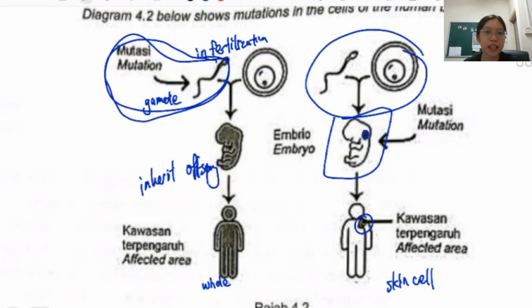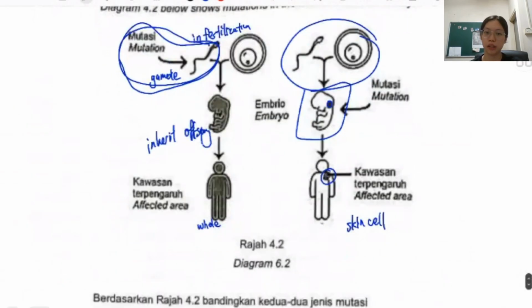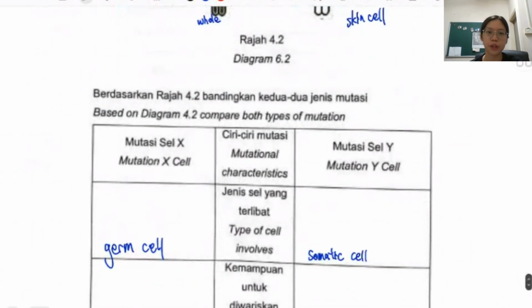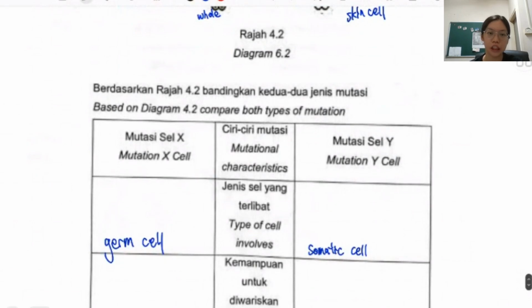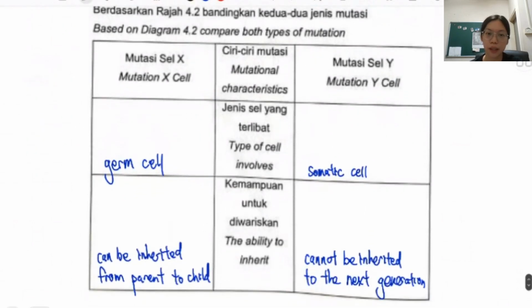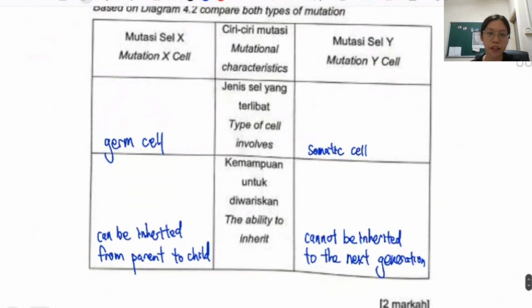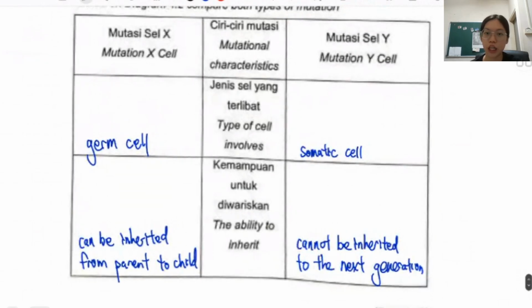But if the gamete you produce got mutation, the gamete is involved in the formation of the diploid, right? That's the reason why it can be inherited to your offspring. Your offspring will be affected, right? So that's the difference between them. The type of cell involved, one of it is germ cell, another one is somatic cell. Ability to inherit: one can be inherited from parent to child, another one cannot be inherited.